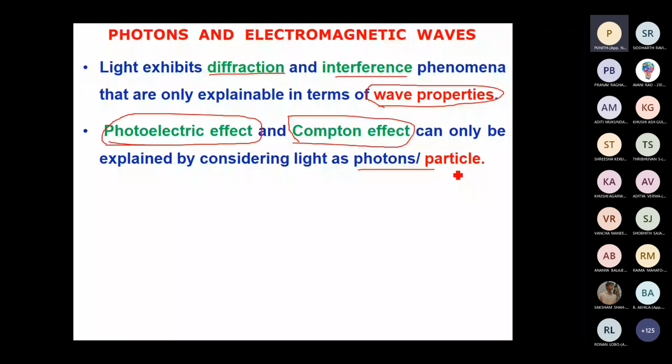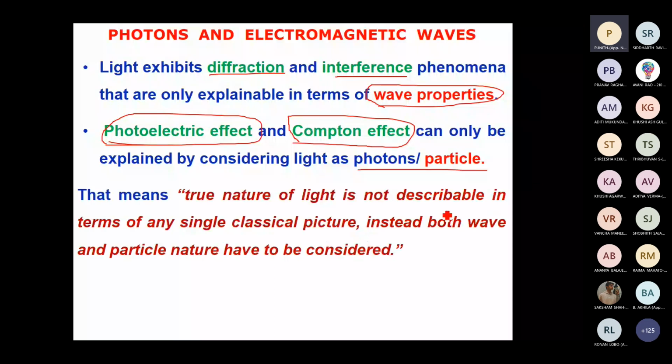So diffraction and interference can be explained using the wave nature. The photoelectric effect and Compton effect can be explained using the particle nature. That means the true nature of light is not describable in terms of any single classical picture. Instead, both wave and particle nature have to be considered. In short, the particle model and the wave model of light are complementary to each other.